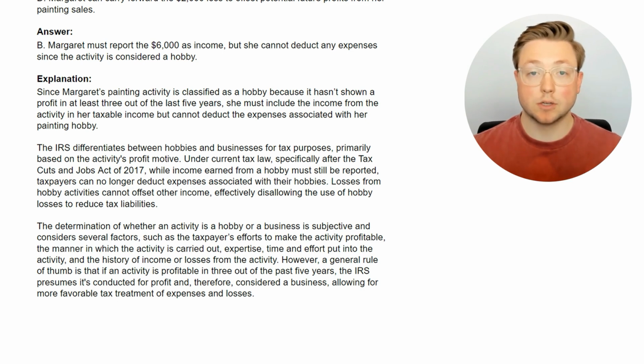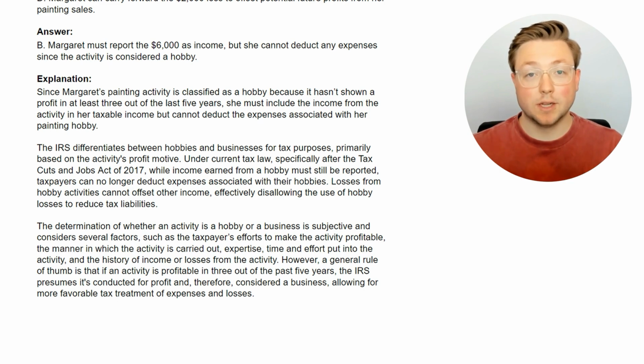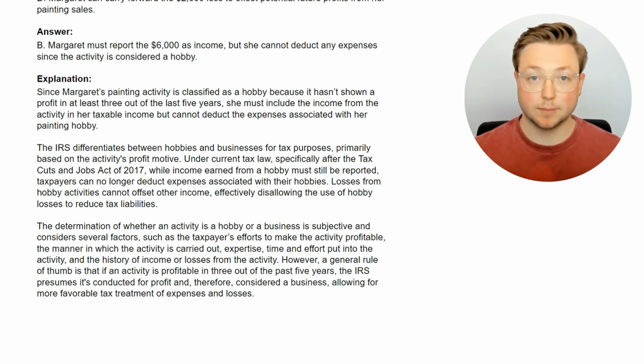So essentially, if you're doing something and you don't care about making money, you're not doing it to make money, that's a hobby. Or more specifically in this situation, she is getting money from it, but in the end, she's spending more money than she's making, and that's how it's always been. She's never made a profit in the end. That's considered a hobby. Now, if she had turned a profit in 3 of the past 5 years, then it would not be considered a hobby and she could consider it a business and deduct the expenses.